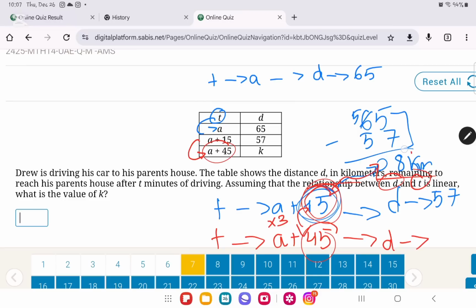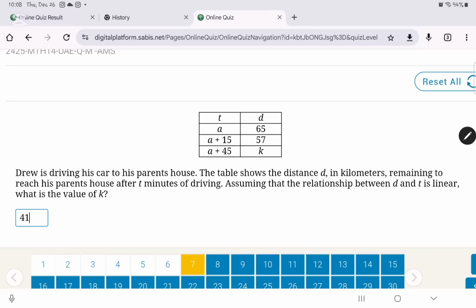That means the distance will change from 8 kilometers to 8 times 3 kilometers, which is 24. That means from the original distance, which is 65, we decreased 24 kilometers, so minus 24. 5 minus 4 is 1, and 6 minus 2 is 4. That means the value of k is 41.